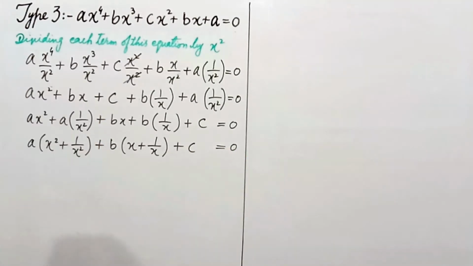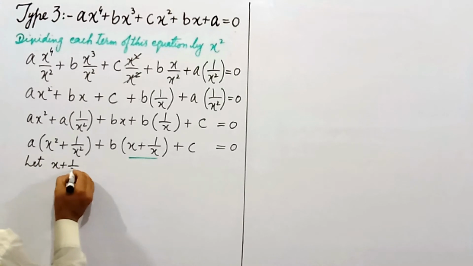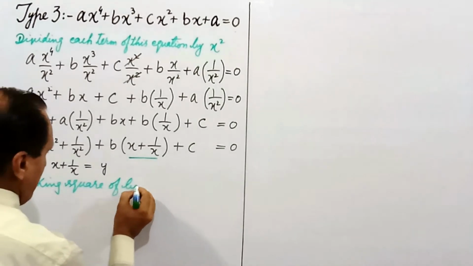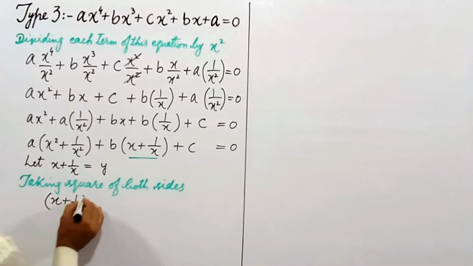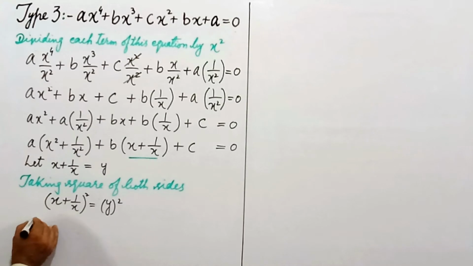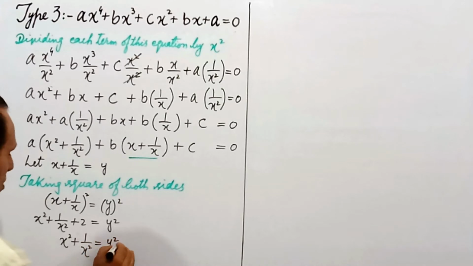Now, if we let this part equal to another variable y, we have let x plus 1 over x is equal to y. Taking square of both sides, we have x plus 1 over x whole square is equal to y square. Applying formula on the left hand side, we have x square plus 1 over x square plus 2 is equal to y square. This 2 is taken to the right hand side. We have x square plus 1 over x square is equal to y square minus 2.